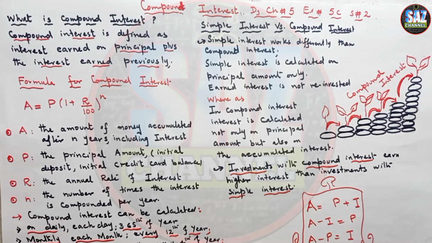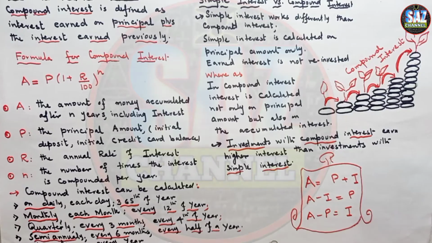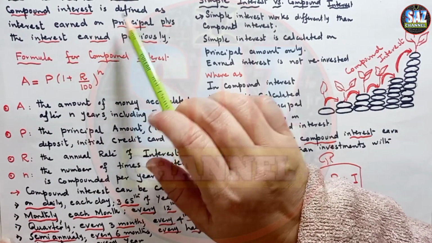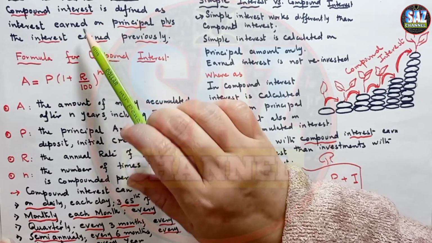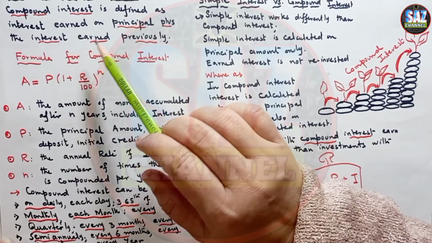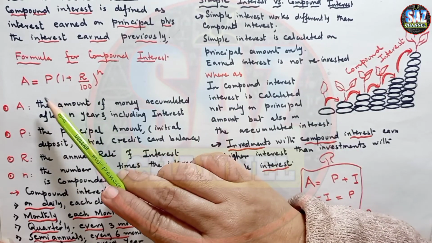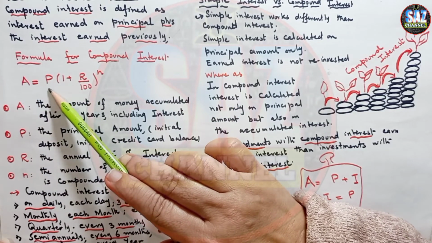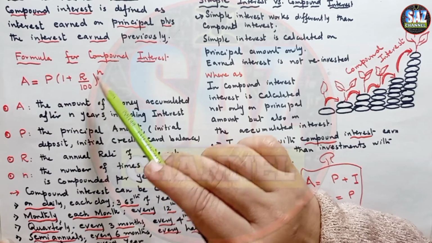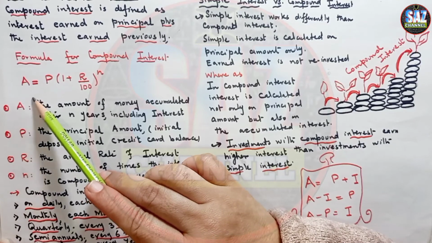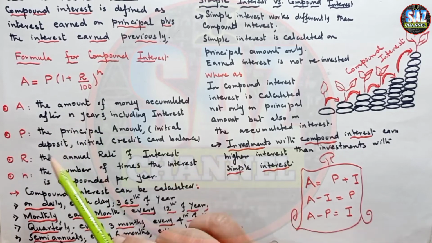Coming to the compound interest, first of all, it's important to understand what compound interest is. Compound interest is defined as the interest earned on the principal plus the interest earned previously. The formula for the compound interest is A equals P into 1 plus R over 100, raised to the power of N. Now, what is the meaning of A, P, R and N in this formula?